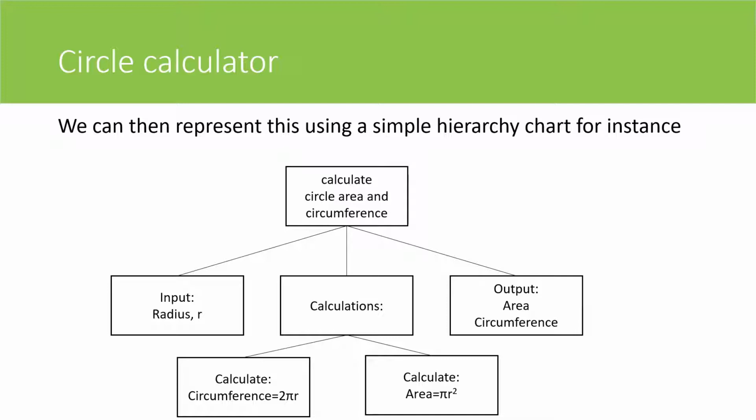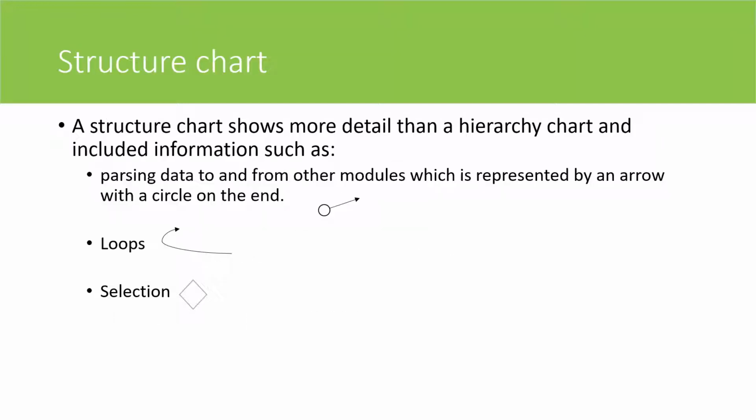We can even break the hierarchy chart down even further if we wish to. The calculation section, we could break down again into two further components for calculating the circumference and calculating the area. In this simple example, this would be a bit excessive, but in other situations we could certainly have more layers in our hierarchy chart.